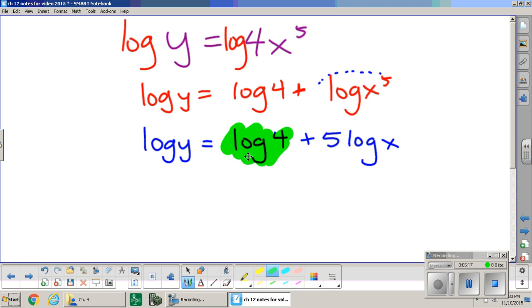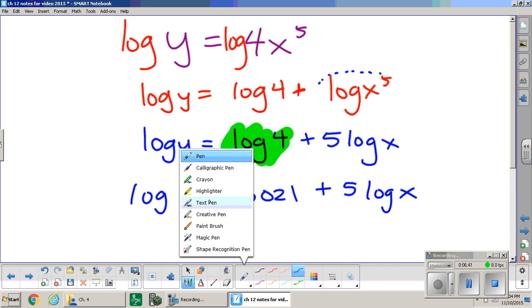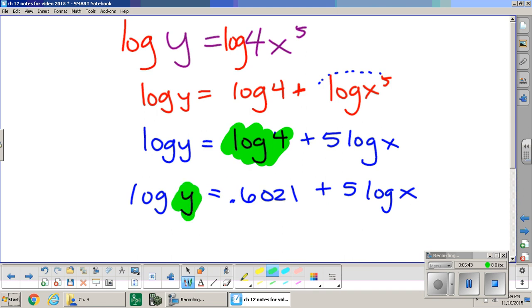Okay, log 4, you get point, which I'm sure you already got. We get 0.6021 plus 5 times log x, and we have log y on the other side. All right, there's our transformed model. Notice it's still linear, right? We have no more exponents to worry about. We have y equals a plus b x. So we still have a linear model to work with.